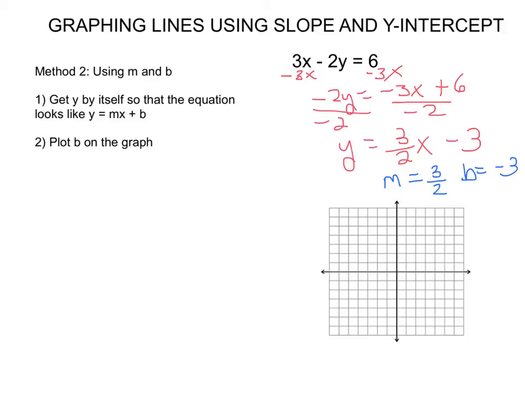The next thing we're going to do is take b, which is our y-intercept, and plot it on the graph. So we start at our origin, we count down 3 spaces, and there is my point, 0, negative 3.